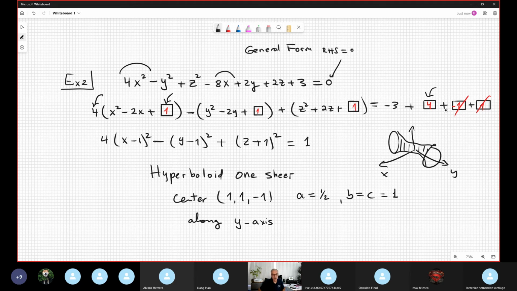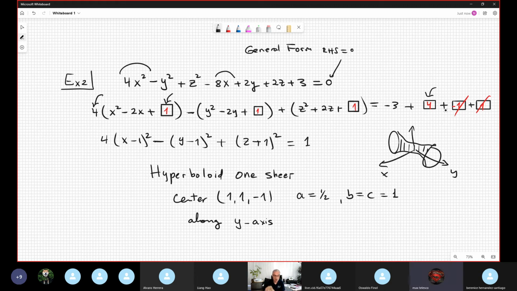Too much work. Now, how many negatives? Only one. A hyperboloid of one sheet. Along what axis? Along the y-axis, because the y gets negative. Right? More clear now? I understand it gets hard. Well, not hard, but it's too many details.